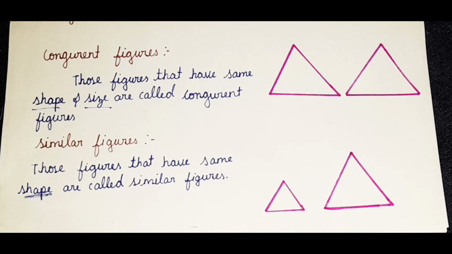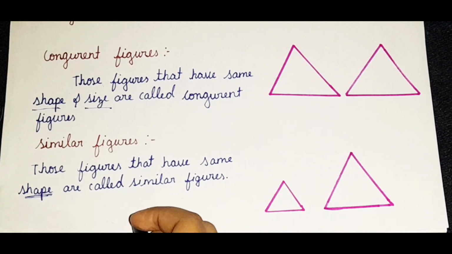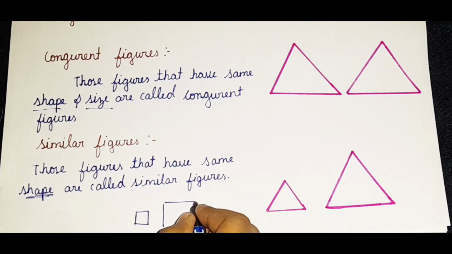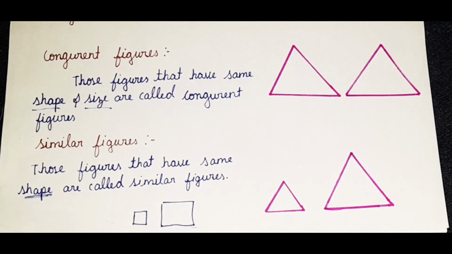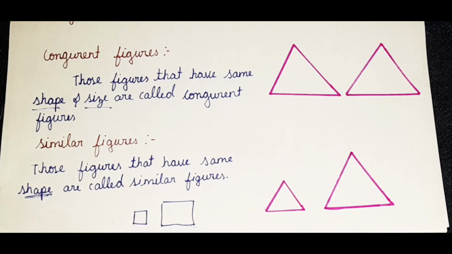In case I ask what is the shape of this figure, once again, what is the shape of this figure and what is the shape of this figure? What do you guys say? Here the shape is square. Am I right? Here they have the same shape, that is square. Then this is known as similar figures. The figures having the same shape are called similar figures.